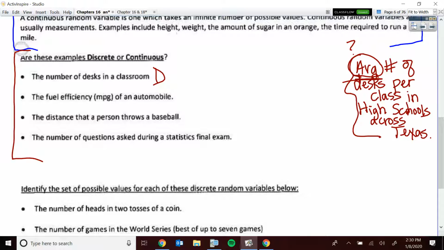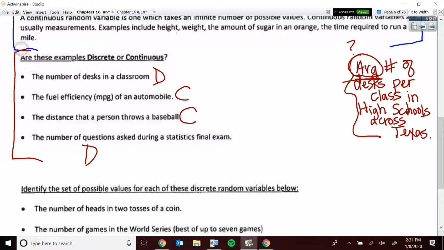All right, fuel efficiency, miles per gallon. Those are going to be little, tiny, infinitely many amounts. Distance a person throws a baseball. Continuous, same thing. How about the number of questions asked on the final exam? Discrete.